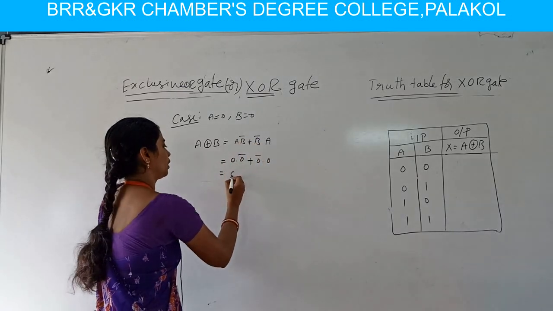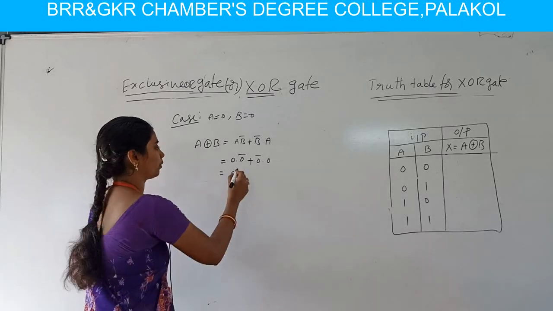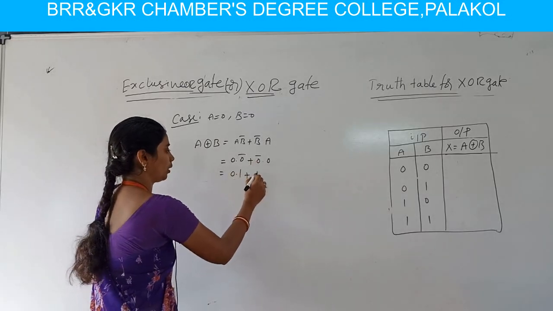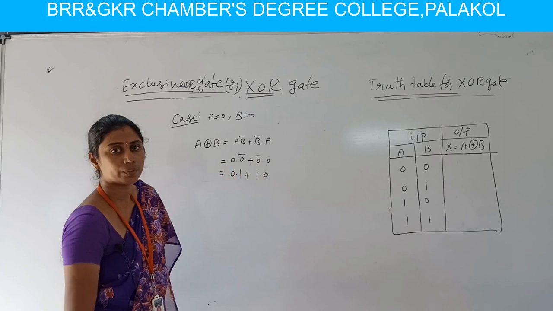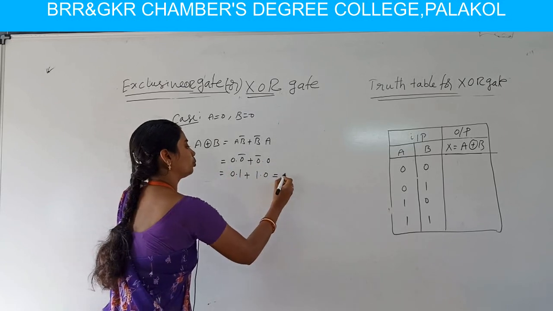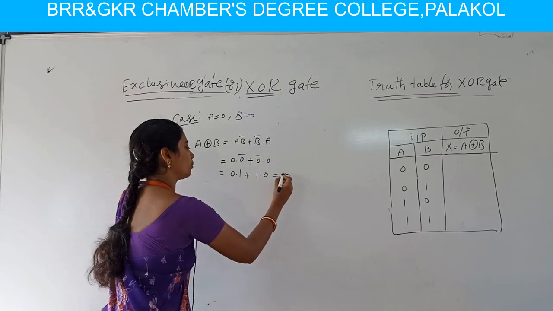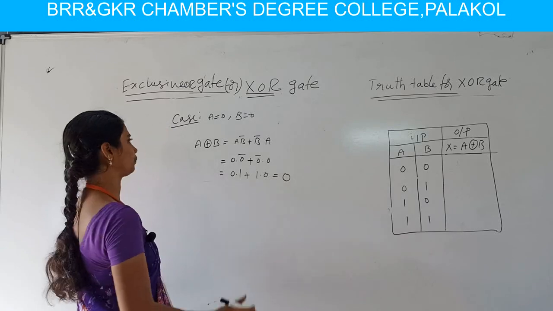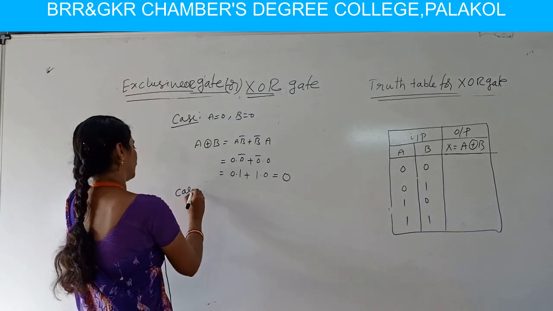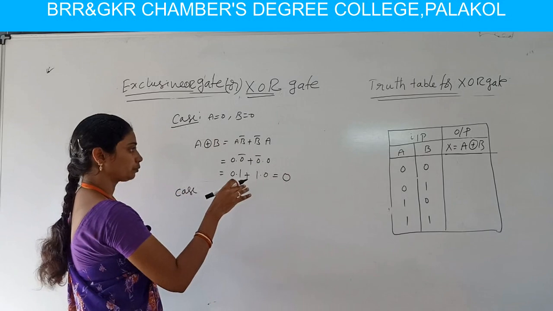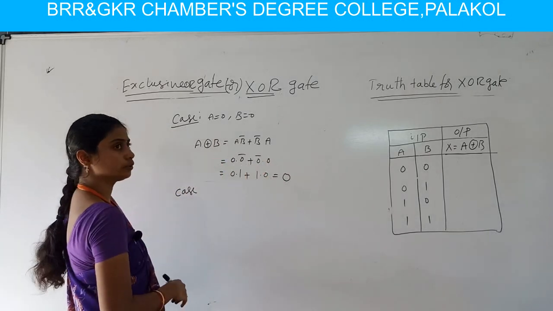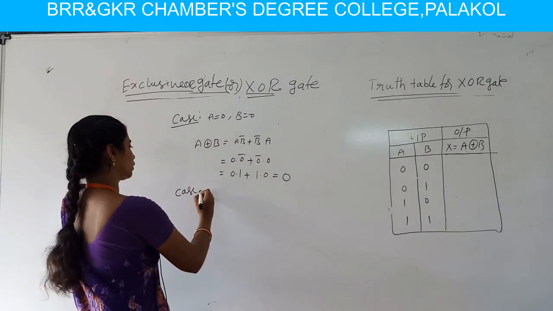So we know 0 bar 1 and also 0 bar 1, but 0 into 1 plus 1 into 0. So finally the output is nothing but 0. In case 1 we are getting the output x equal to 0. We finally write this down in the truth table.